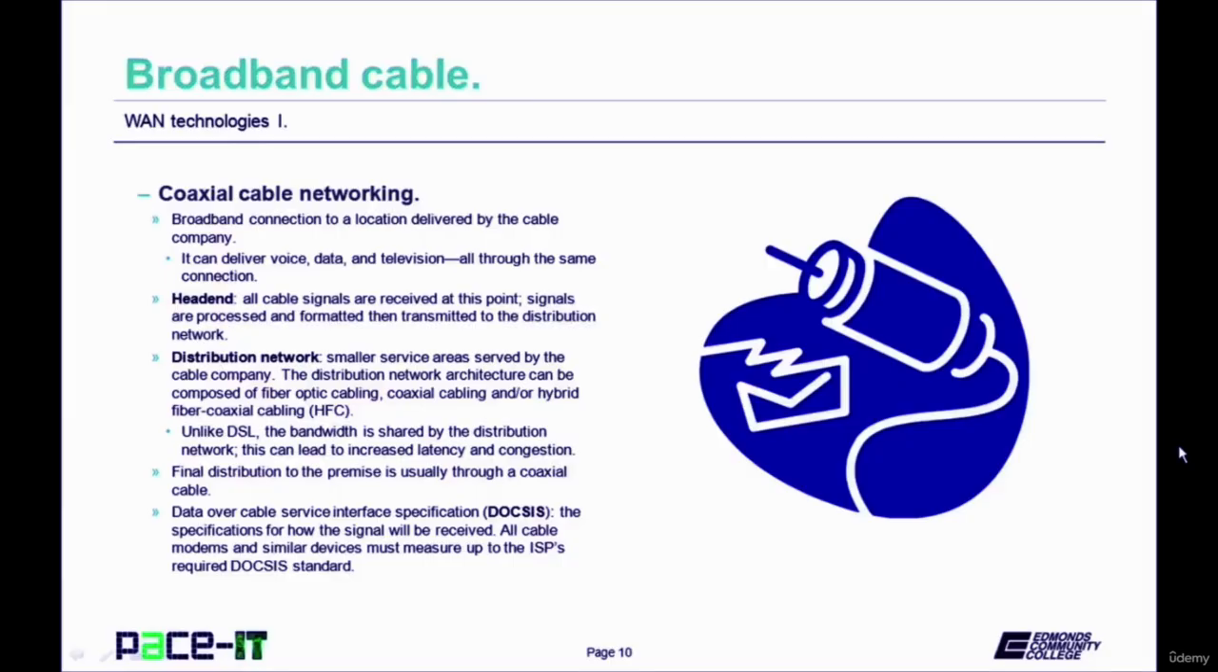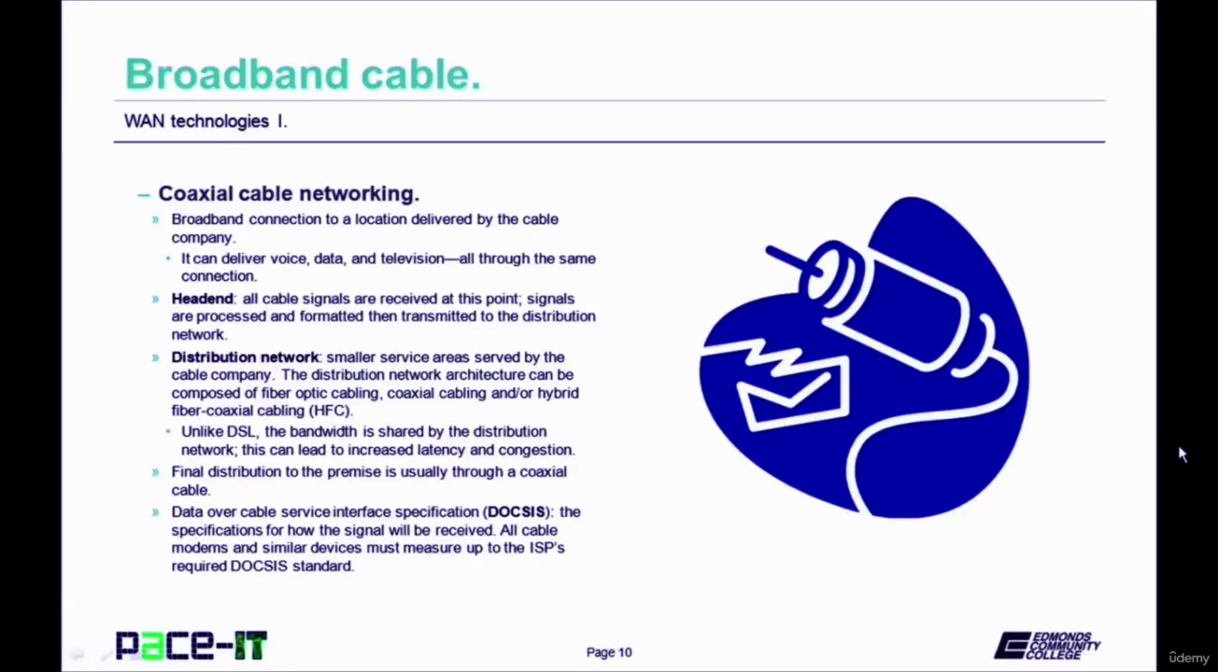And the way it works is the digital signal is delivered to the headend. This is where all the cable signals are received. The signal is then processed and formatted and then transmitted to the distribution network. The distribution network is a smaller service area served by the cable company. The distribution network architecture can be composed of fiber optic cabling or coaxial cabling and or a hybrid fiber coaxial cabling or HFC.